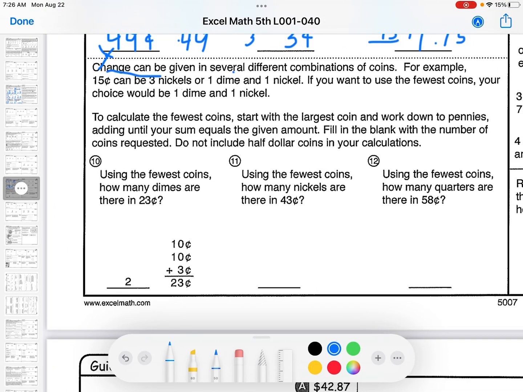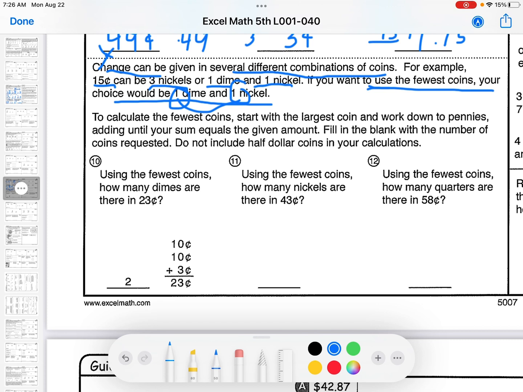Change can be given in several different combinations of coins. For example, 15 cents can be 3 nickels or 1 dime and a nickel. Or you could give 15 pennies, right? That'd be kind of crazy. Or you could give a dime and 5 pennies. If you want to use the fewest coins, your choice would be 1 dime and 1 nickel, because that's only 2 coins. 1 dime, 1 nickel is less coins than 3 nickels. 2 coins is less than 3 coins.